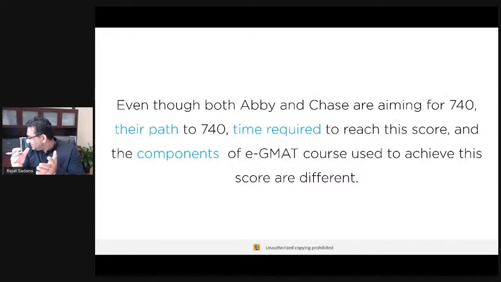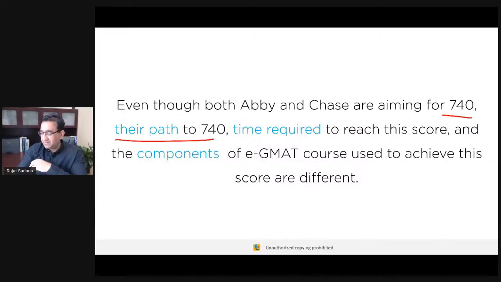Does this make sense, guys? Given their starting abilities, given what they know. So even though both of them are aiming for that identical score, even their path to getting to that 740 score, the amount of time required, and where they're learning from and what they're learning is very different. And understanding that difference is key to them getting to that 740 score.